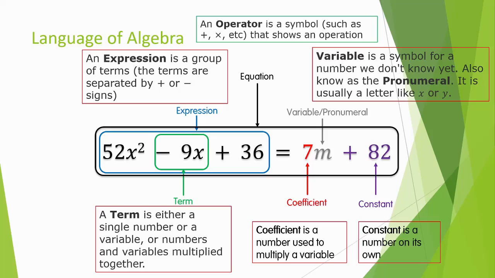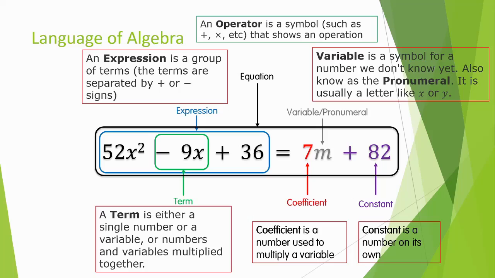And finally, we have constants. Constants are just the numbers that are by themselves. They are also called constant terms. So in this case, we have the constant 82 that is highlighted on the right-hand side, and we also have the constant of 36 in the middle.